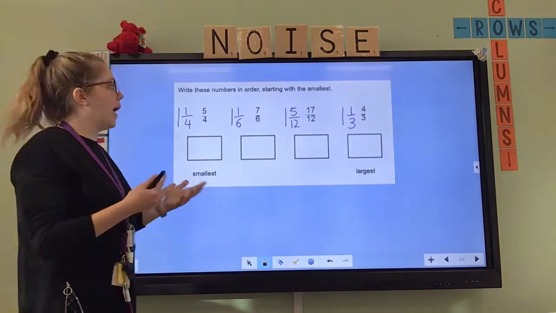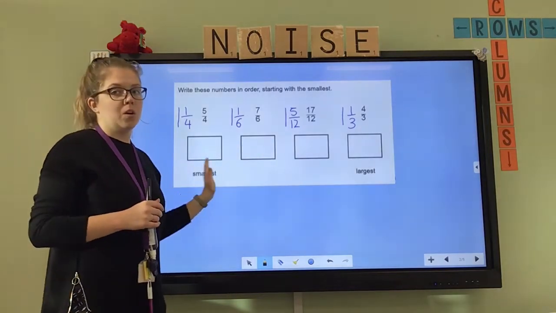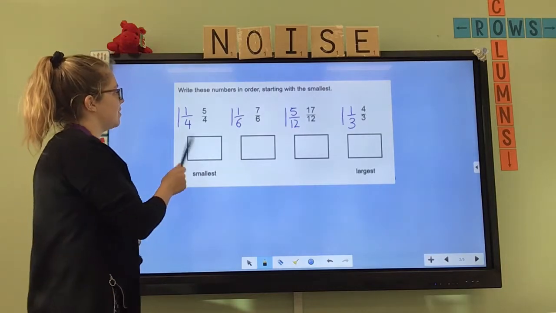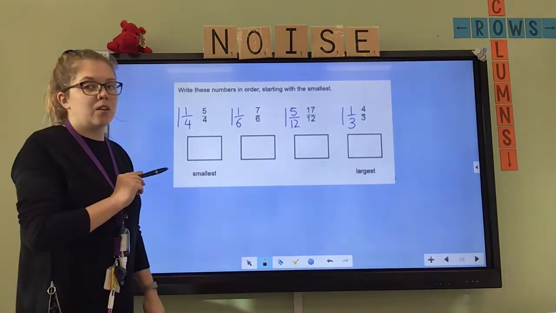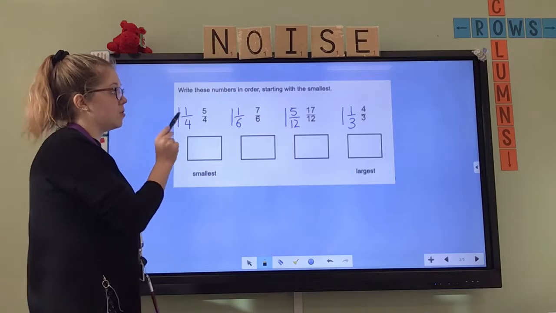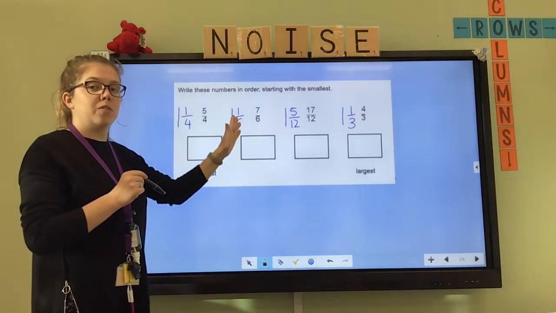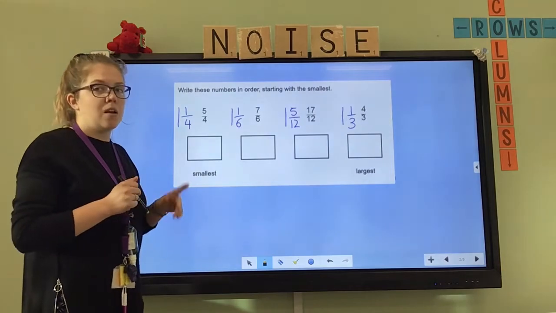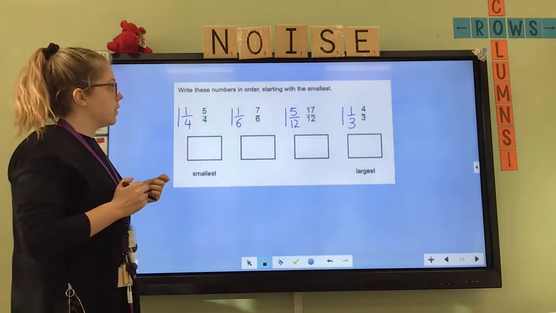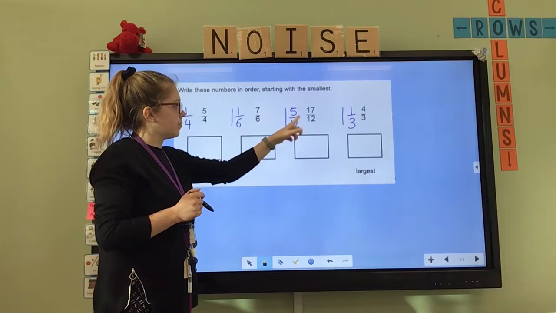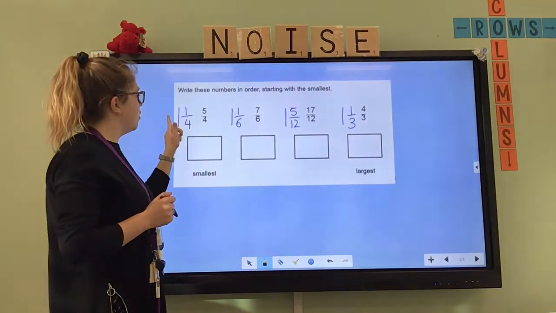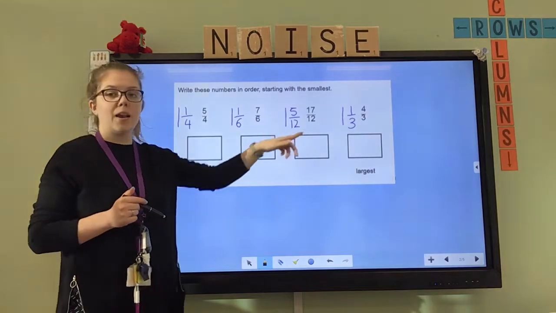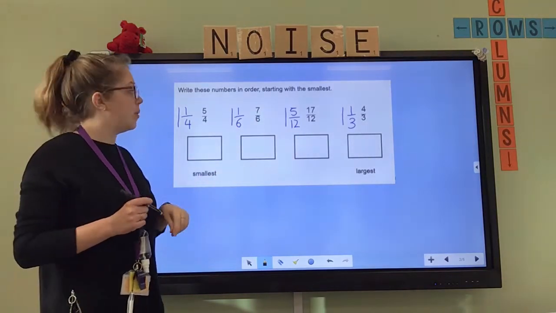Right, but we've got that problem of we've got quarters, sixths, twelfths and thirds to deal with, and we can't compare them to order them because they all have different denominators. But is there a common denominator that we can use that's given to us that would work for all of these denominators? 4, 6, 12 and 3. Have a think. And 12 is a multiple of all of the remaining denominators. 4, 6 and 3. 12 is the lowest common multiple.